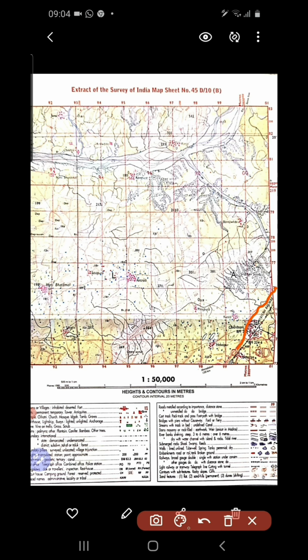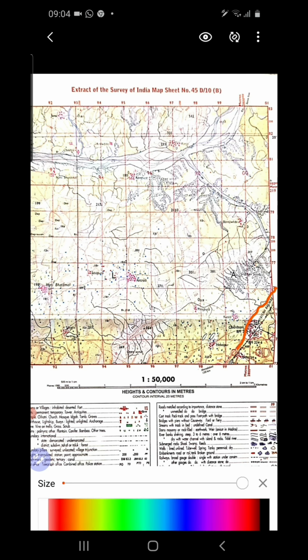Okay. Now what is a cart track? There are thin red lines. These thin red lines, a number of them, are the cart tracks. Cart track means what? The roads in which only bullock carts and the like pass through. In a village you see the kacha road, the unmetalled road. That is called a cart track.